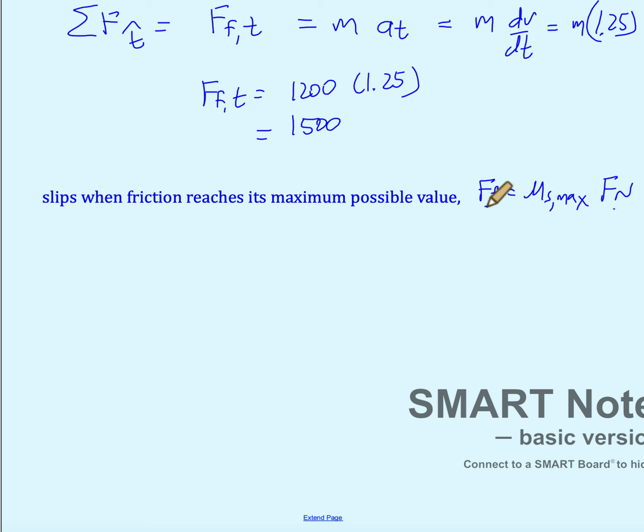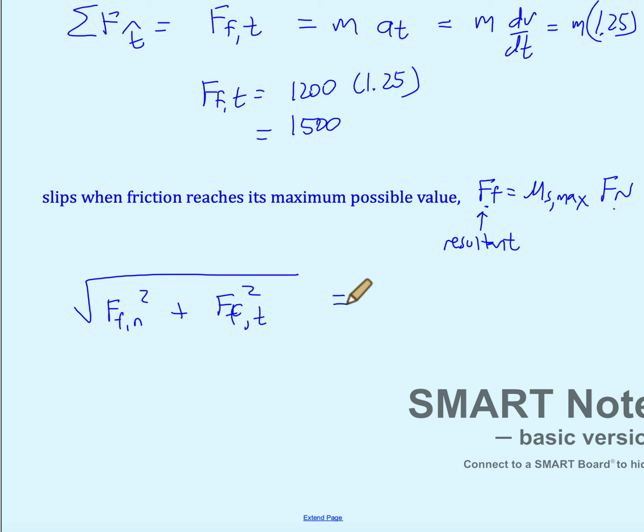What friction is this, do you think? Is it the tangent? Is it the normal? It's actually neither of those. It's the resultant. It's the hypotenuse. So it will slip when the normal component squared plus the tangent component squared, that's the resultant friction, reaches its maximum value, which is 0.75 times Fn, which is the same as the weight.